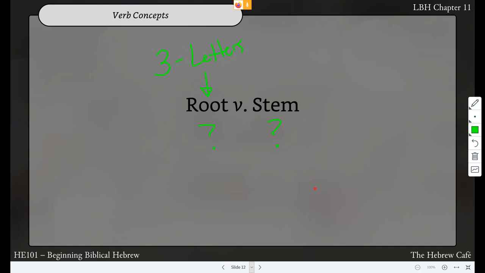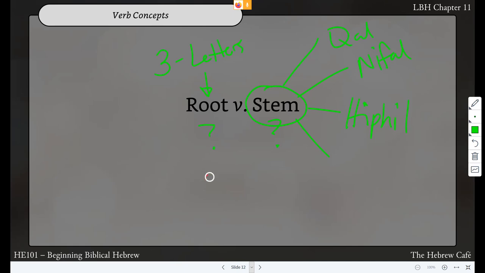Suffix? No, the stem is going to be kal, nifal, hifil. They call it the verbal stem. That's what they call it. The seven patterns into which a verb will fall.